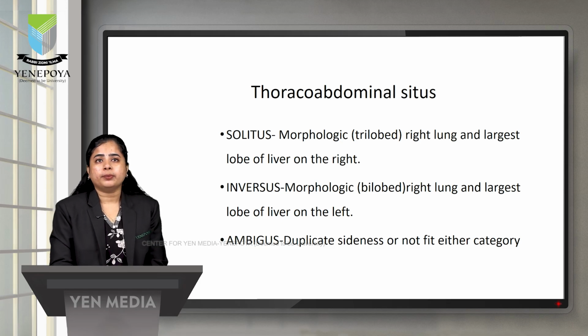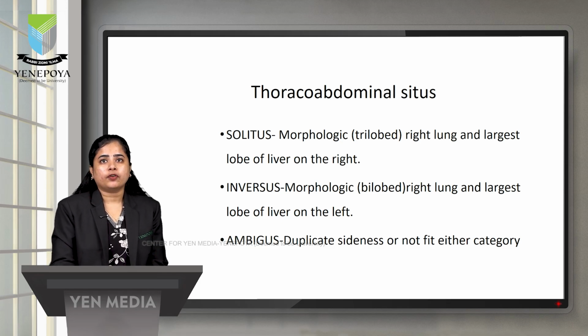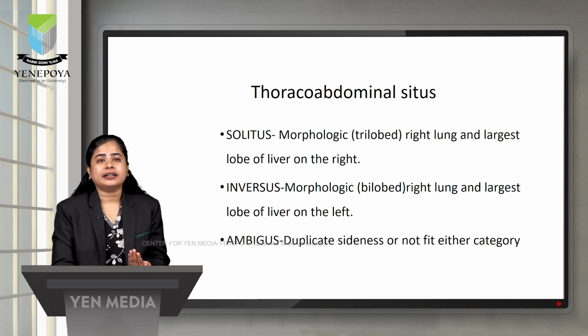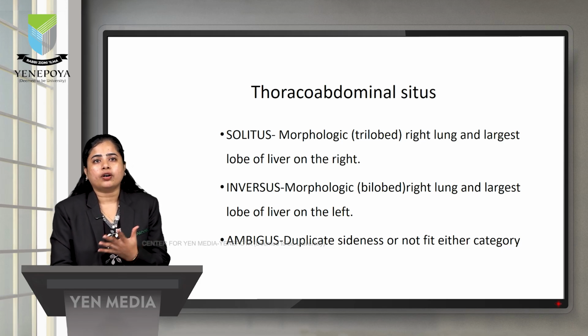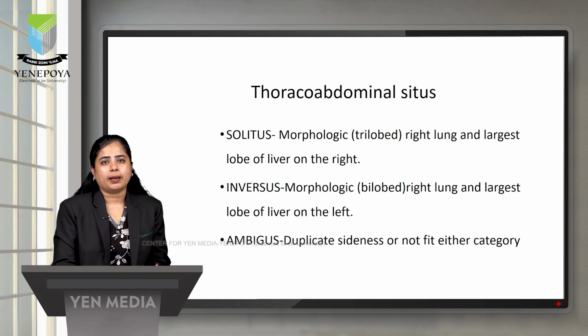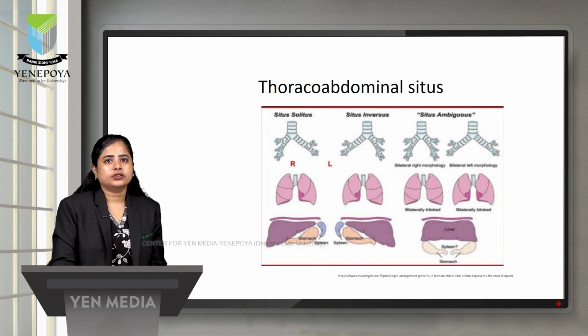Coming to the thoraco-abdominal situs, if the morphological right lung is on the right side, it is solitus. If it is a morphological bilobed right lung, it is inversus. When we cannot differentiate this condition, that is called ambiguous. So these are the images.